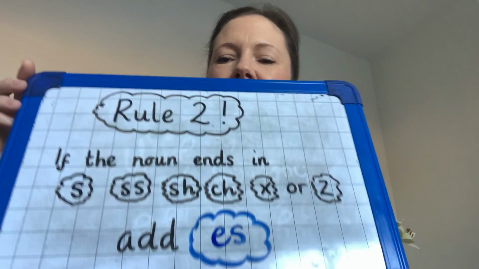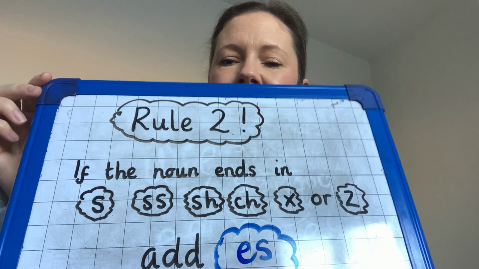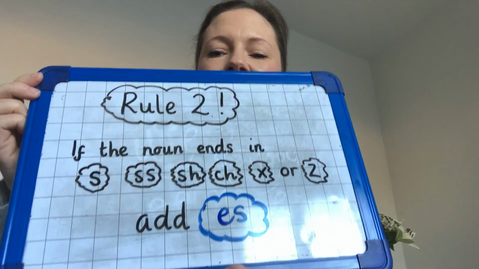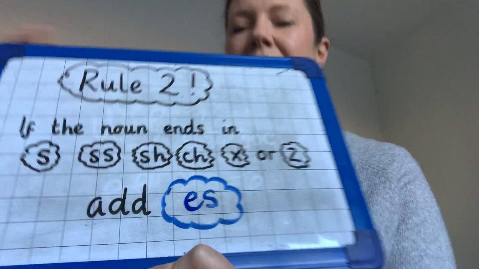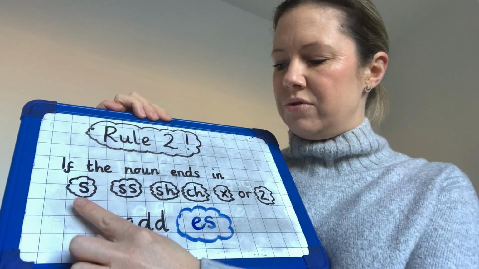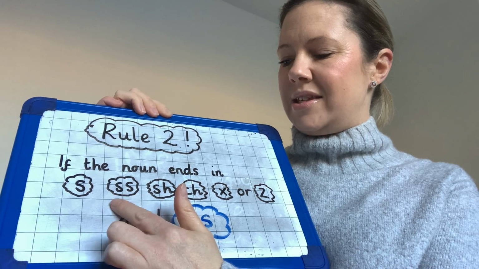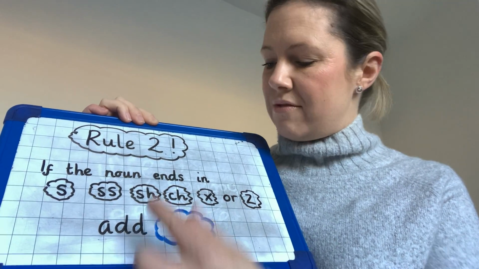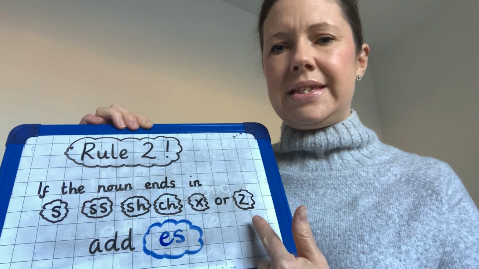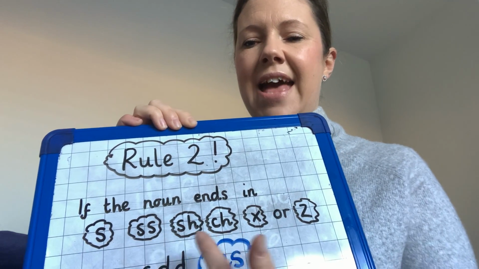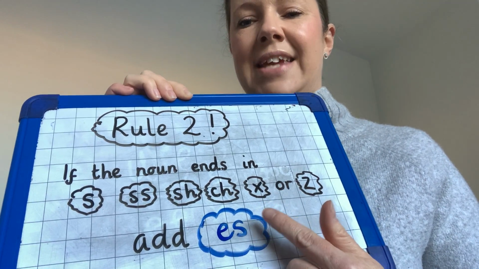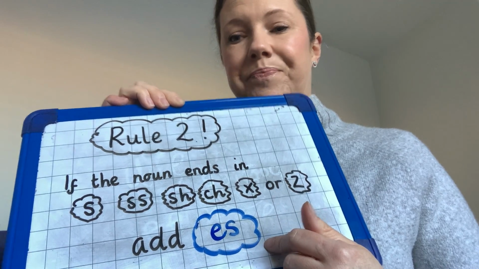Okay, so rule number 2: if the noun ends in any of these sounds, then we don't just add s, we have to add es. So if any word ends in the letter s making an s sound, or a double s, that digraph makes an s sound as well, or sh, ch, x, or z. If a word ends in any of those, and we make it into a plural, then we have to do that by adding an es.